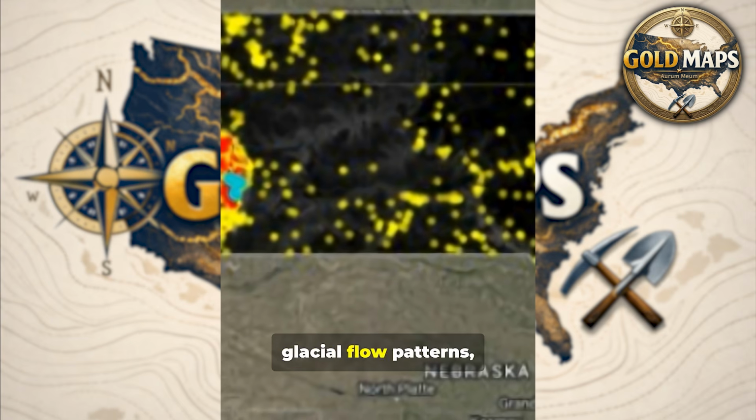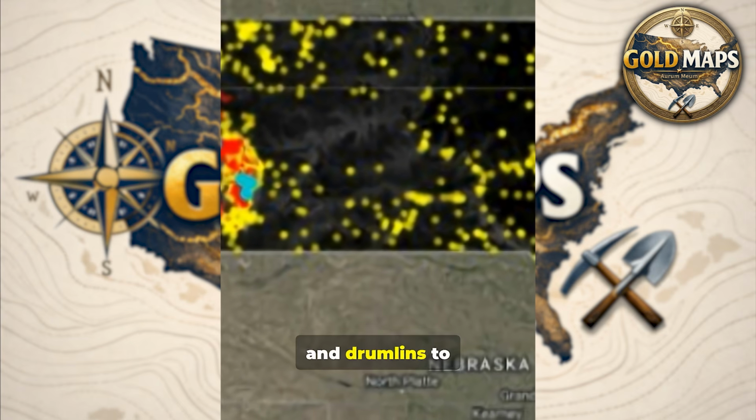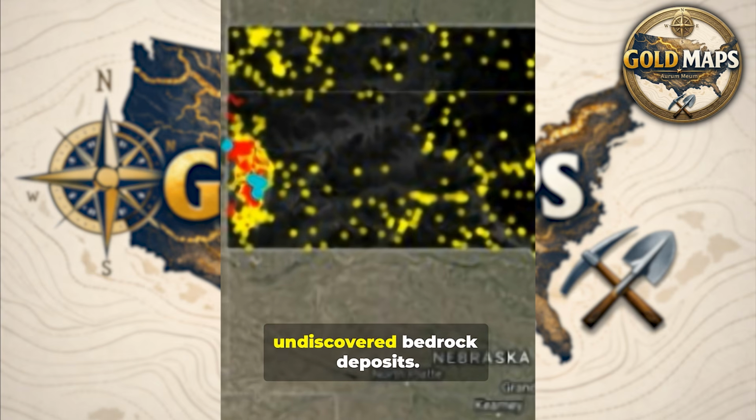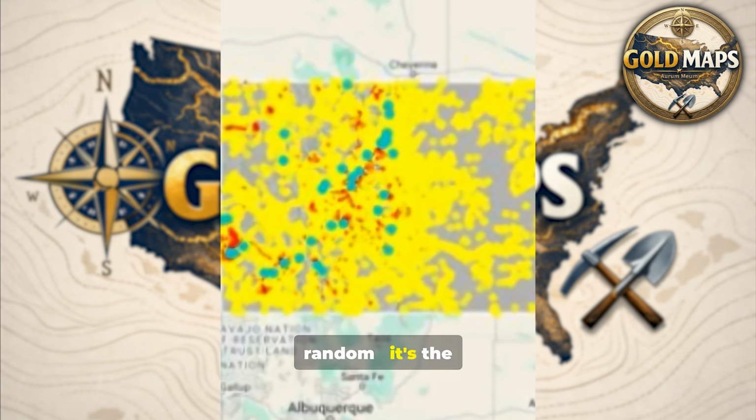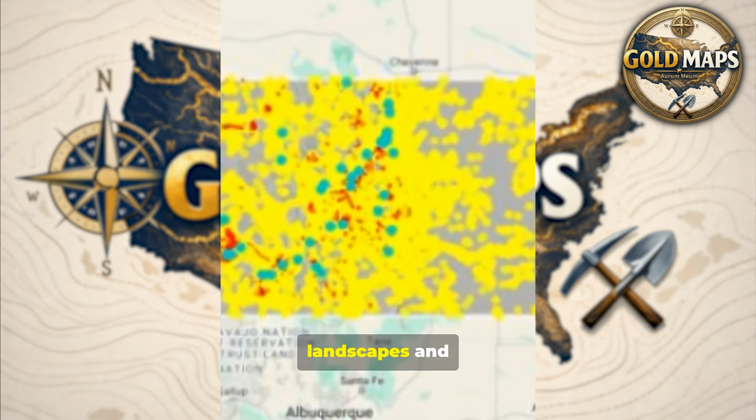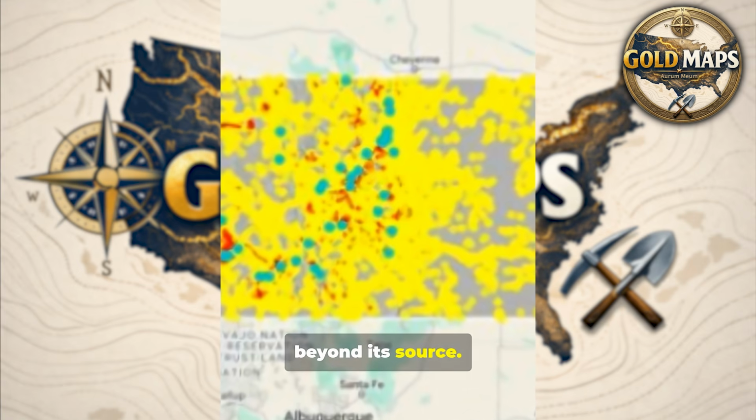Prospectors study glacial flow patterns, moraines, and drumlins to trace this transport back toward undiscovered bedrock deposits. Glacial gold isn't random. It's the product of ice reshaping entire landscapes and scattering ore far beyond its source.